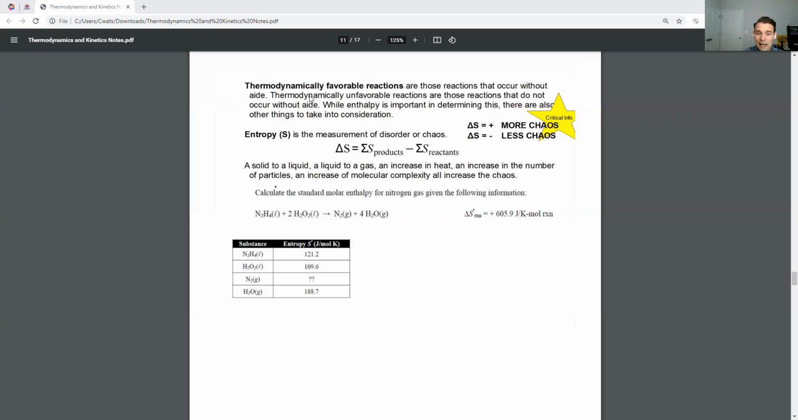So entropy, again, the measurement of disorder or chaos. We can solve entropy the same way as we've solved enthalpy, the sum of the S of the products minus the sum of the S of the reactants. So a solid to a liquid to a gas, an increase in heat, an increase in the number of particles, an increase in molecular complexity, all increase the chaos.